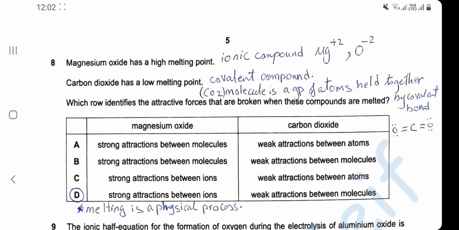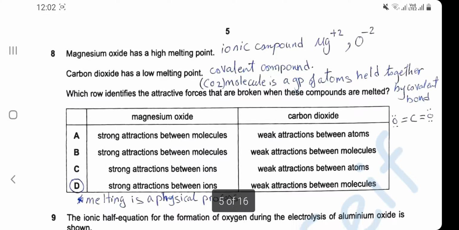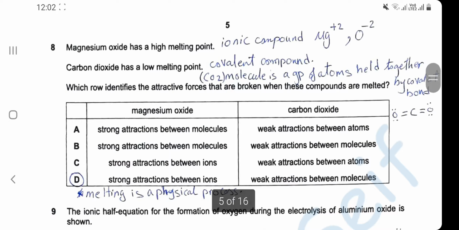energy to break. In the case of the covalent compound carbon dioxide, we are breaking the intermolecular forces of attraction between the carbon dioxide molecules. So we will check each column. Magnesium oxide first. Strong attraction between molecules? No, of course. Magnesium oxide is not a molecule, because a molecule is a group of atoms held together by covalent bonds, and magnesium oxide is an ionic compound. So this statement is wrong. Magnesium oxide is not a molecule, so statement B is also wrong.